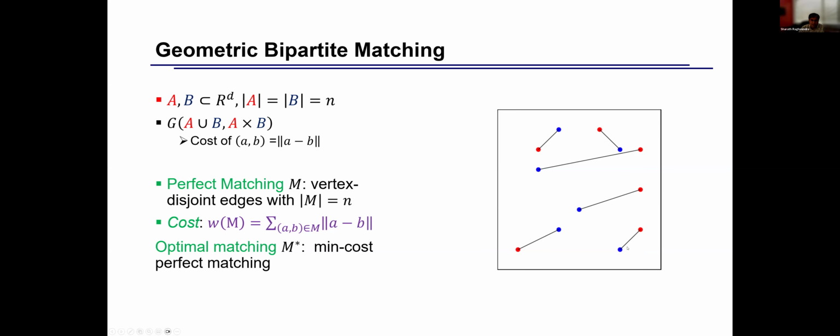So for instance, in this example, you're matching the red and blue points, and this is not the minimum cost matching. You can do better by simply connecting these 2 points here, these 2 points here, and these 2 points here, instead of the 3 matching edges that we have here. So you can actually get a cheaper matching in this example. The goal of the geometric bipartite matching problem is to compute the matching of the smallest total cost.